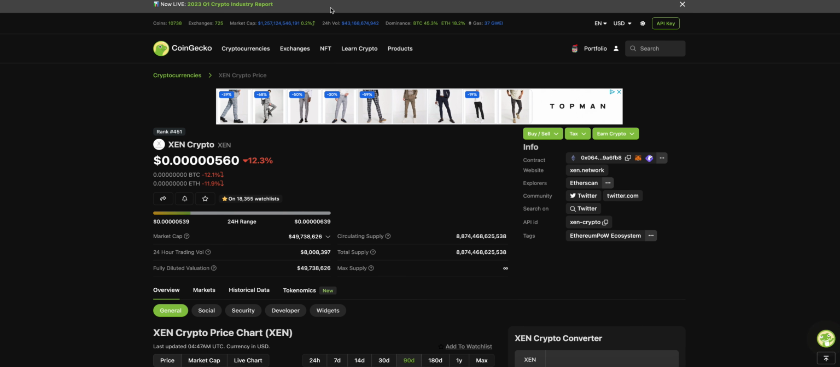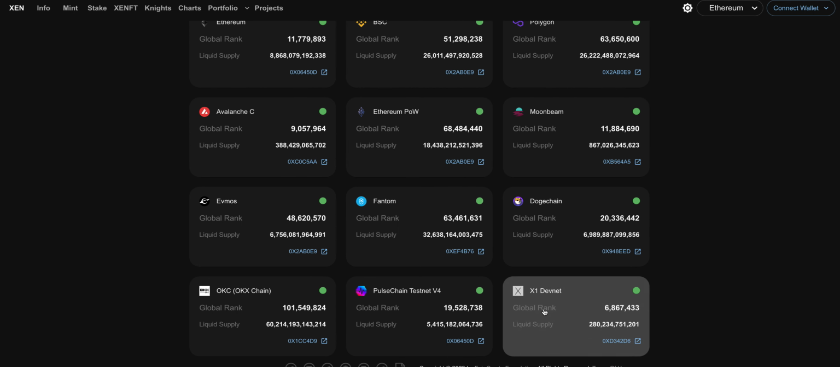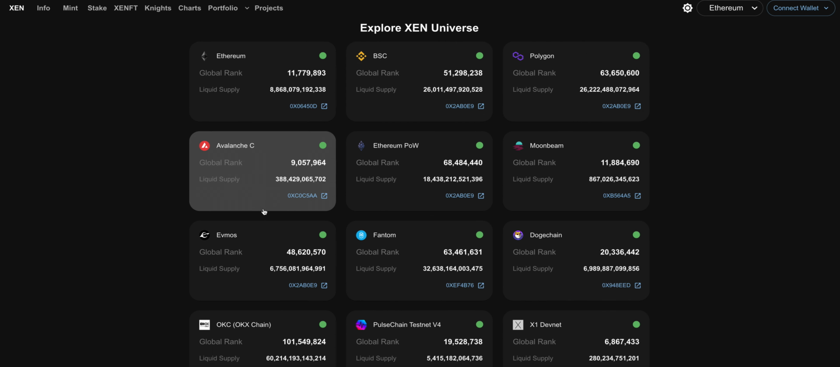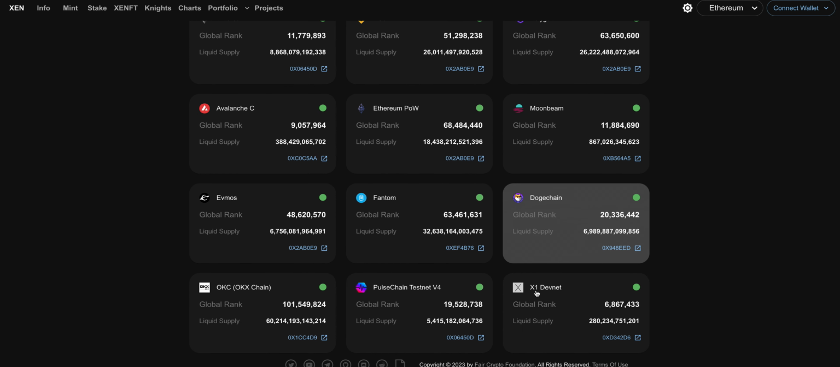But I'm looking at the big picture of having as much as I can of XEN, and then when I have my bag, I go over to X1 and I swap them out one for one. Hopefully, it's still one for one. Swapping out and getting like 100,000, 200,000 of the X1 token on Ethereum, Binance, Polygon, all these chains, right? That's the big thing, swapping them over and getting them all in one.